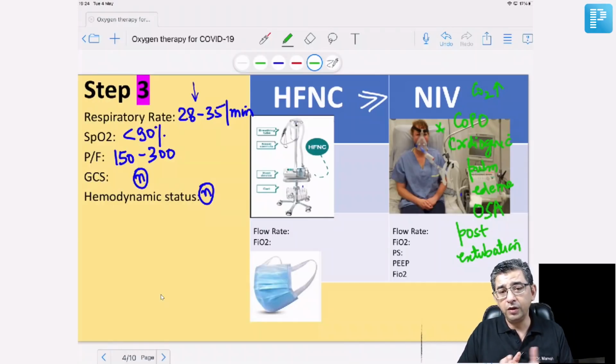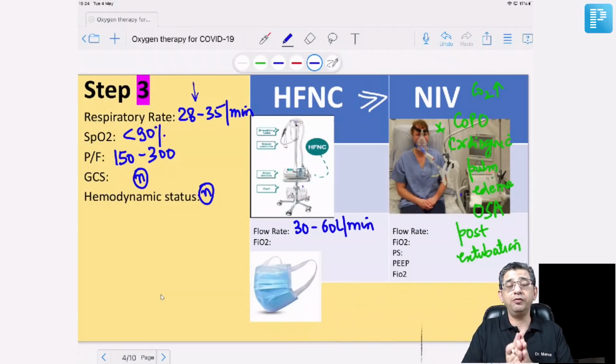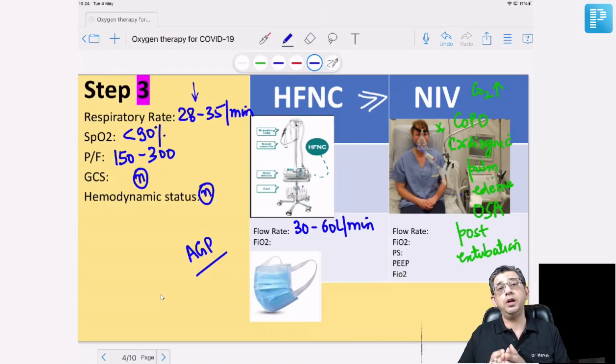Now, in a high flow nasal cannula, you all would have seen the device in your hospital. The flow rate will definitely be much faster, so you would be using about 30 to 60 liters of oxygen per minute. And when you use that kind of flow rates, there's a high possibility of aerosol generation. So I'm writing the word AGP, which means aerosol generating procedure. This can generate aerosol for healthcare workers, so it's always a good idea to ask the patient to put on a mask.